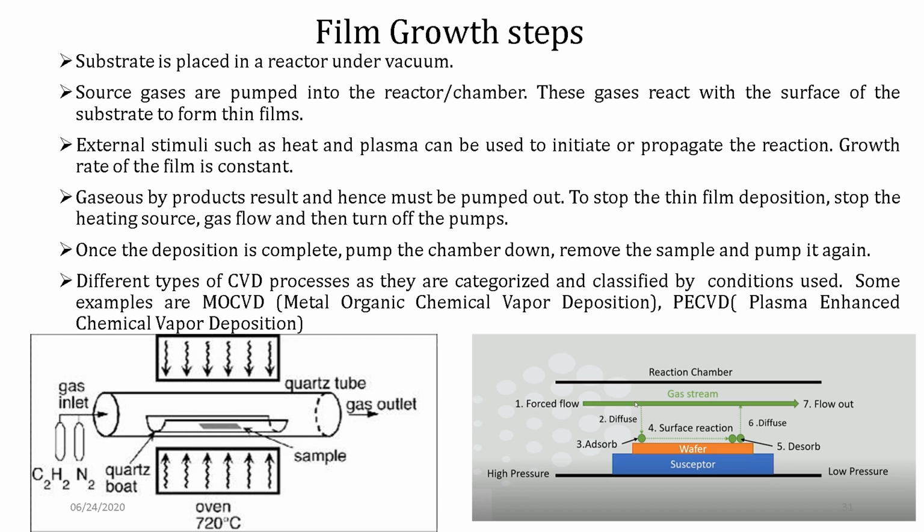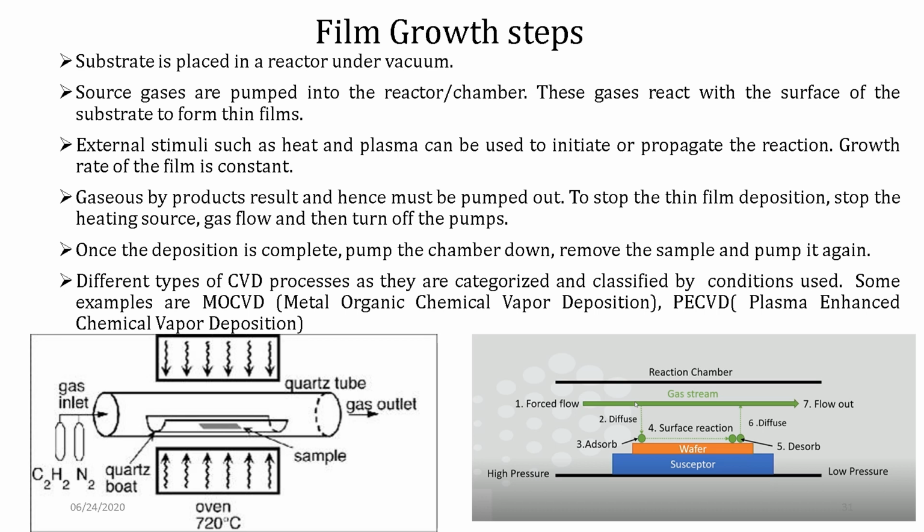In chemical vapor deposition, you have a substrate which is placed under vacuum, and the source gases, mostly in the gaseous state, are pumped inside a reactor or a chamber, or it's just a furnace. These gases react with the surface of the substrate to form thin films. You can use external stimulus like heat and plasma to initiate or propagate the reaction. And then the gaseous byproducts that result out of this process should be pumped out.